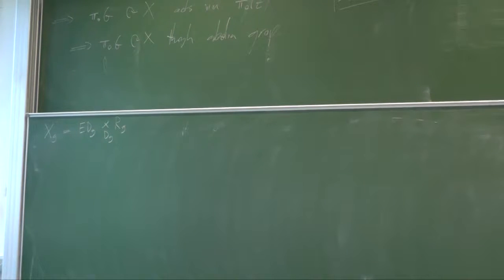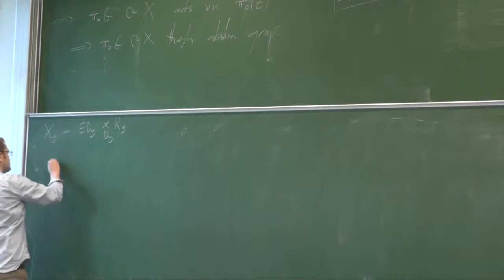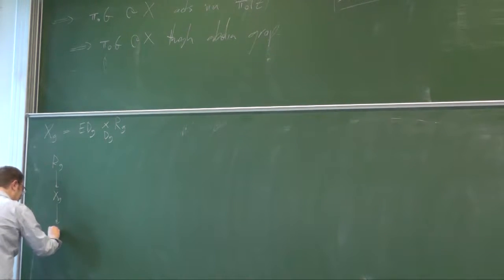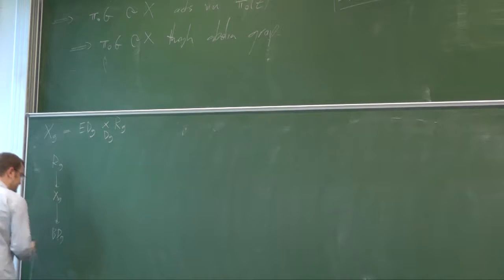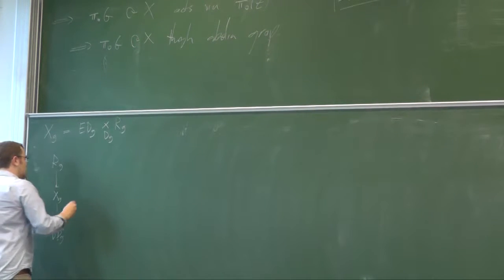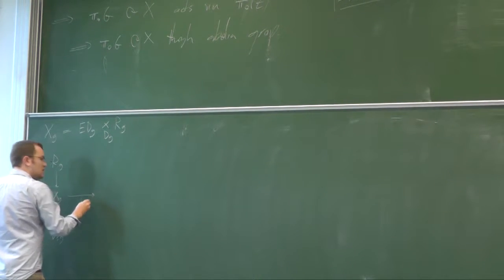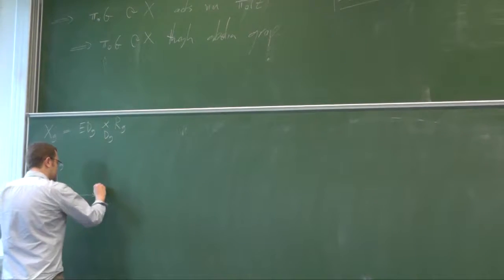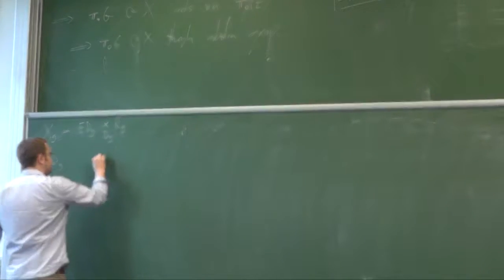And now one can draw the fundamental diagram that goes like this. RG, XG, classifying space of DG. So that's just the canonical fiber bundle that comes from this being the Borel construction, and DG acting on that. And now, because my map was DG equivariant, I get an induced map of Borel constructions.